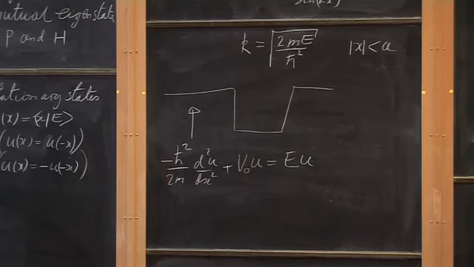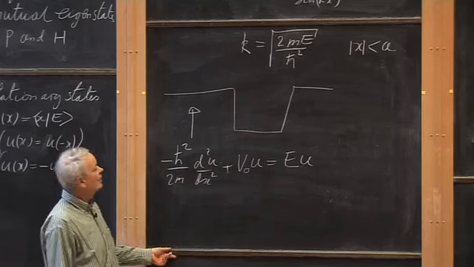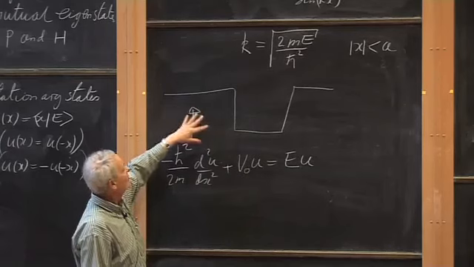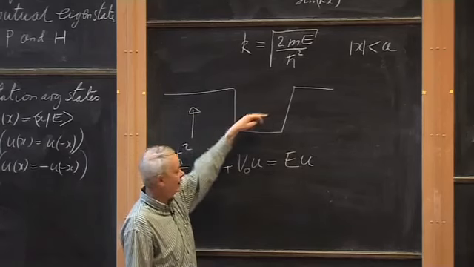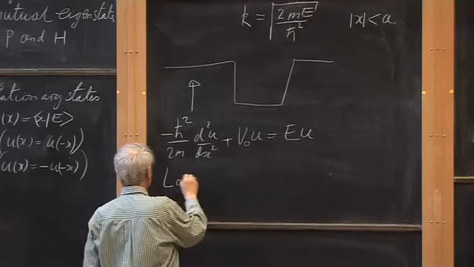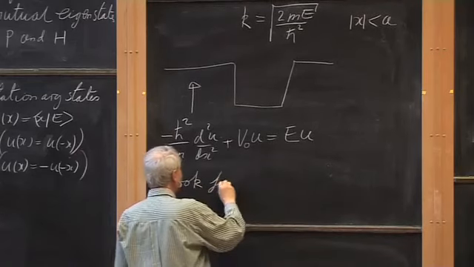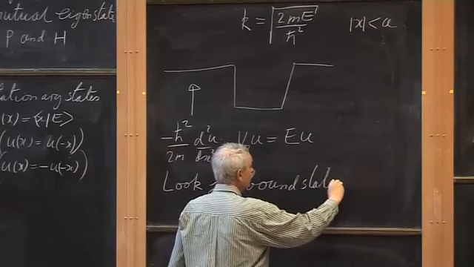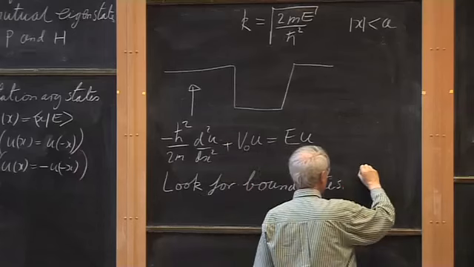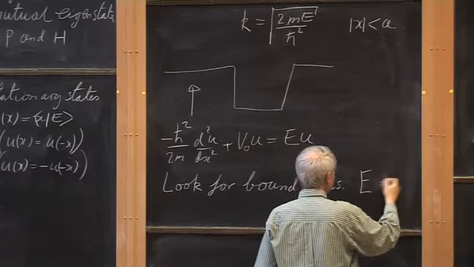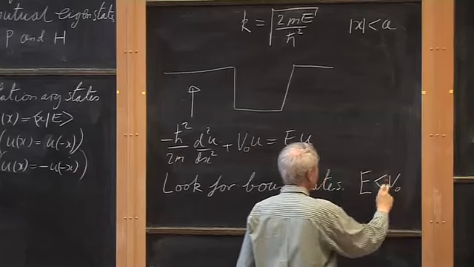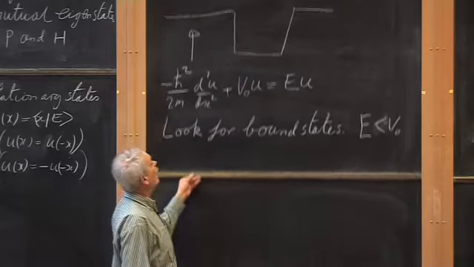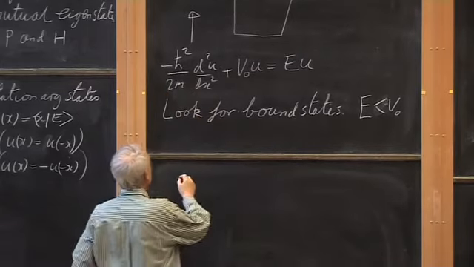And let's now say we're looking for bound states. That's to say states where the energy E is less than the potential energy out here, so that classically the particle will be confined inside here. So we're going to look for bound states. There are other states too, but let's focus on the bound states. That means that E is less than V0, so the particle classically is not allowed to get out of the well. What happens then?